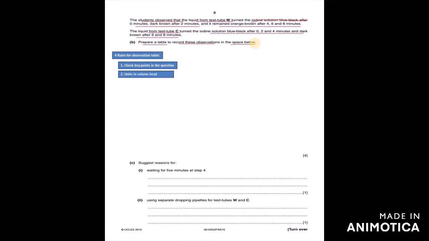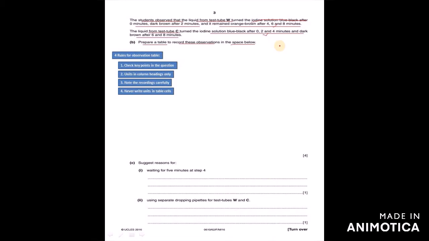Rule number 2. Always write the units, if applicable, in the column headings. Rule number 3. Note down the recording in your table very carefully. They must be given to you in the question itself. And rule number 4. Never write units in the table cells.